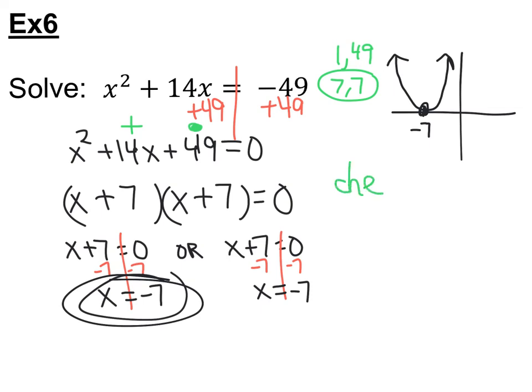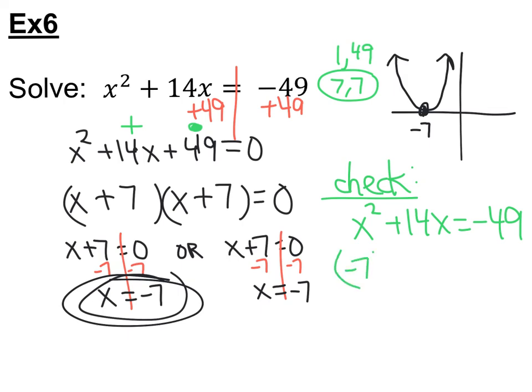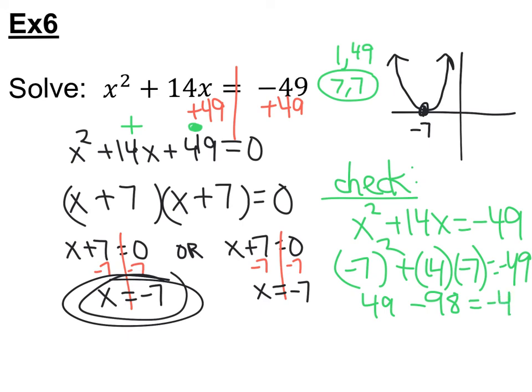But we will check our answer, and we only have to check one answer because we only have one solution. And so you can think about or rewrite the first equation, and in for x, we're going to replace the x with -7. So -7 quantity squared plus 14 times -7, and we need to figure out if that equals -49. So we get 49 minus 14 times -7 is -98, and -98 plus 49 is indeed -49. So -49 equals -49. That works. So we are done with these notes.